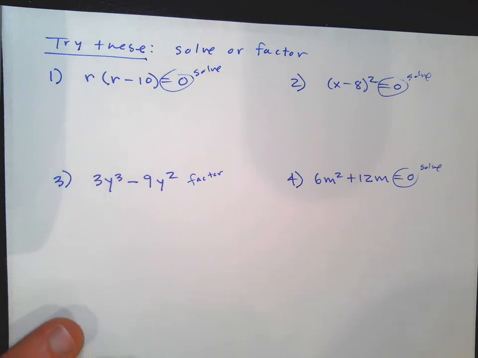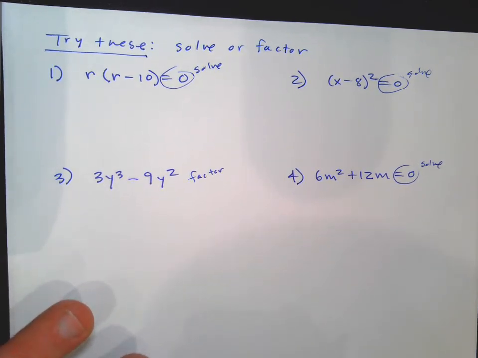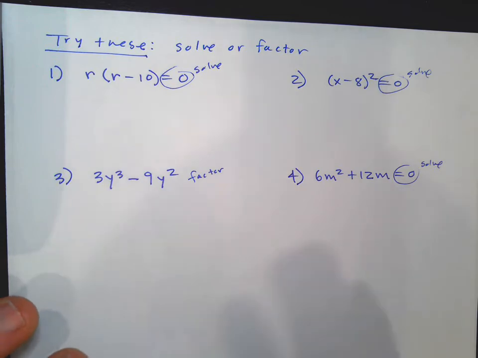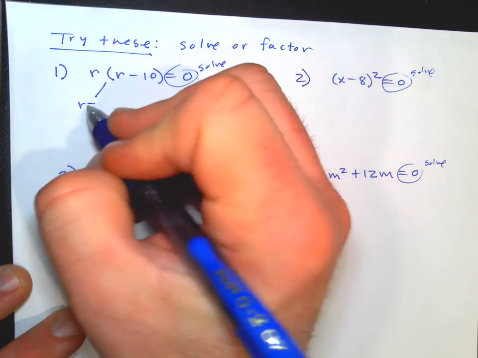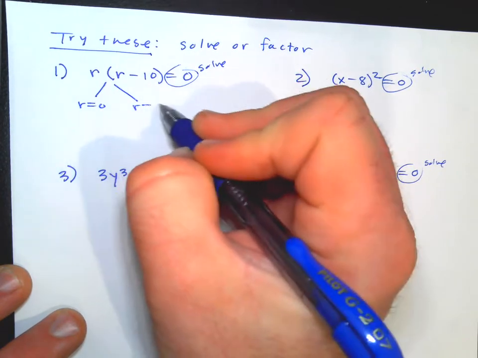So go ahead and pause the video and see if you can try these. You can try the first one and watch me do the first one and then pause it and go on to the next one if you want to make sure you feel comfortable with it, or you can try them all and then watch and make sure you got it right. Okay, this one's already factored. So we set each factor equal to 0.